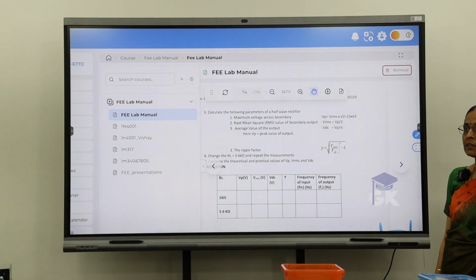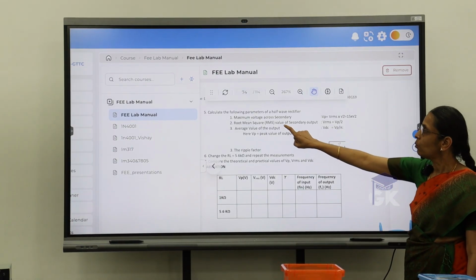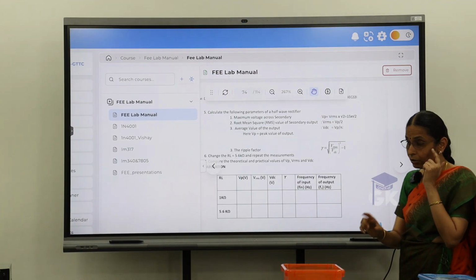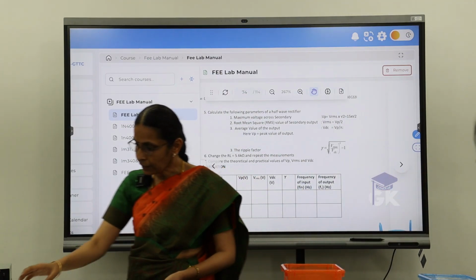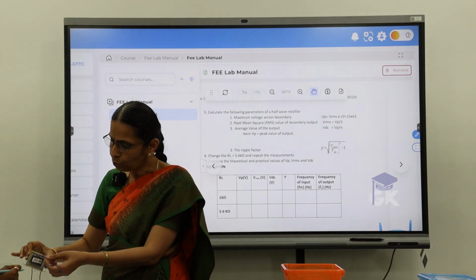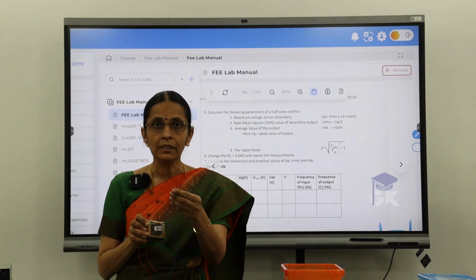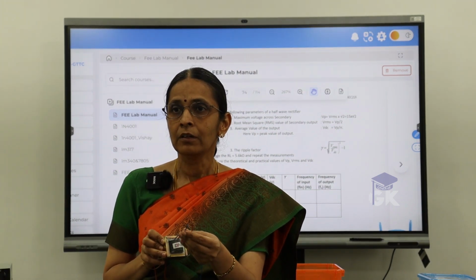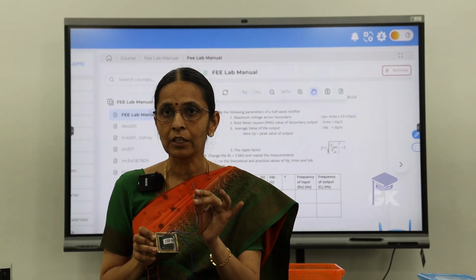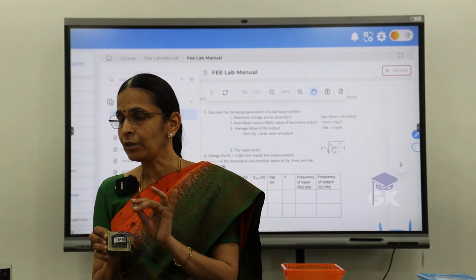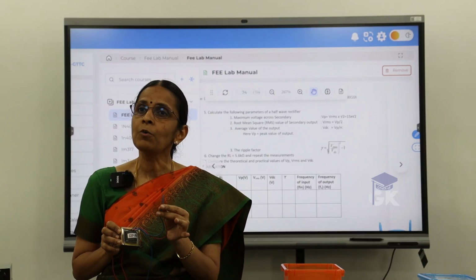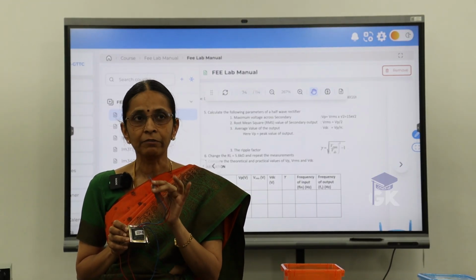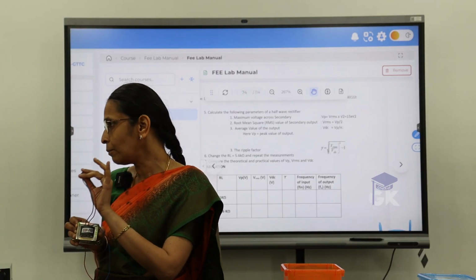The following parameters for your half wave rectifier. Now what should be the maximum voltage across the secondary? I think all of you know the transformer. If I connect a multimeter across my secondary and check the secondary voltage, first in which mode should I keep the multimeter? AC voltage mode I should keep. The multimeter will display some value. What voltage is it, an RMS value or maximum value? RMS. So my first job is to find out the RMS rating.